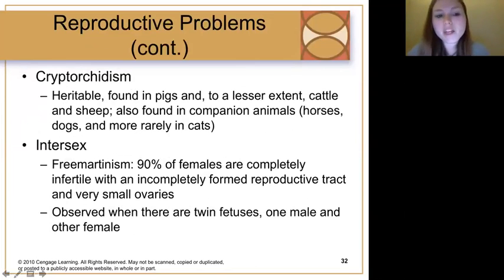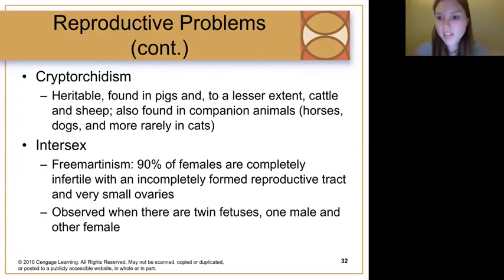Other reproductive problems are not really an infection, they're just things that happen in development. So cryptorchidism is a problem that can occur, and it is heritable, meaning that it can be passed down genetically. It's found in pigs and to a lesser extent cattle and sheep. It can also be found in companion animals like horses and dogs. I actually didn't even put the definition on here. Cryptorchidism is basically when the testes do not descend into the scrotum.